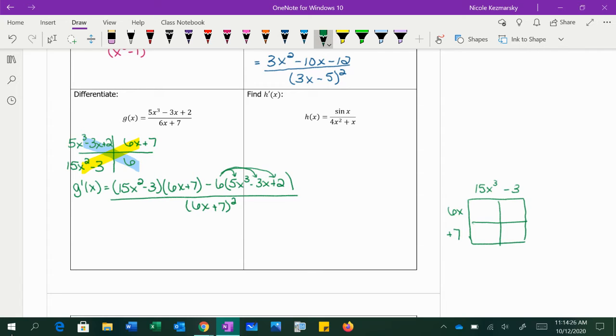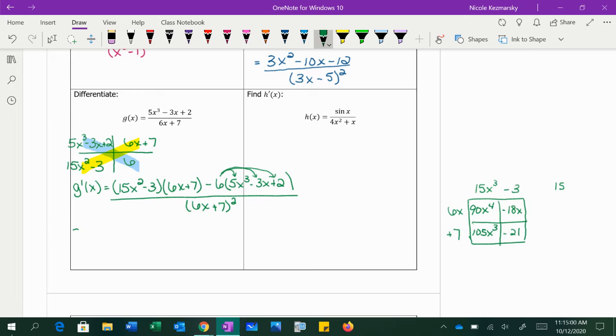15 times 6, I've got to think about that one. So 15 times 6 should be 90. X to the 4th. Then I've got negative 18x. This should be 15 times 7, so if 90 was 15 times 6, that's 105. X squared minus 21.